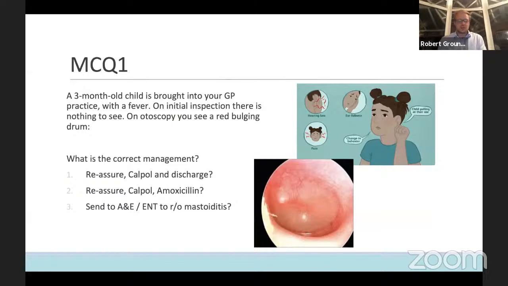So let's go back to MCQ1. So you've got your 3-month-old child, and they're brought in to see you. What is the correct management in this case?